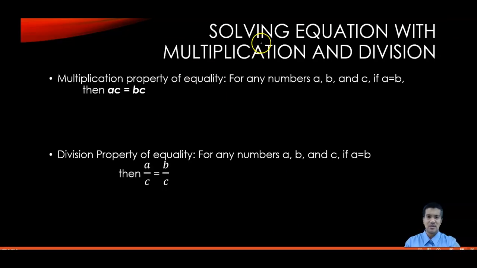So for solving equation with multiplication and division, so multiplication property of equality: for any numbers a, b, and c, if a is equal to b, then ac is equal to bc. But in division property of equality, for any numbers a, b, and c, if a is equal to b, then a over c is equal to b over c.